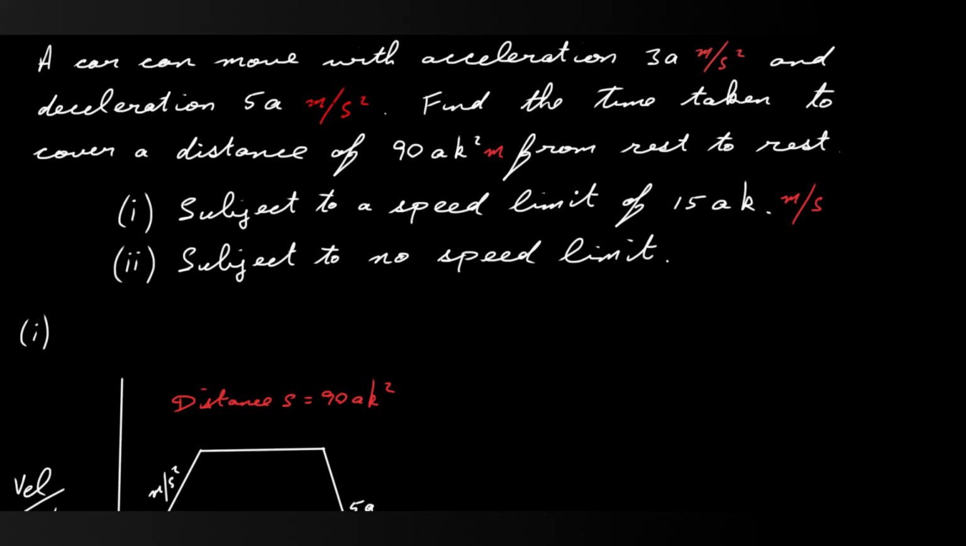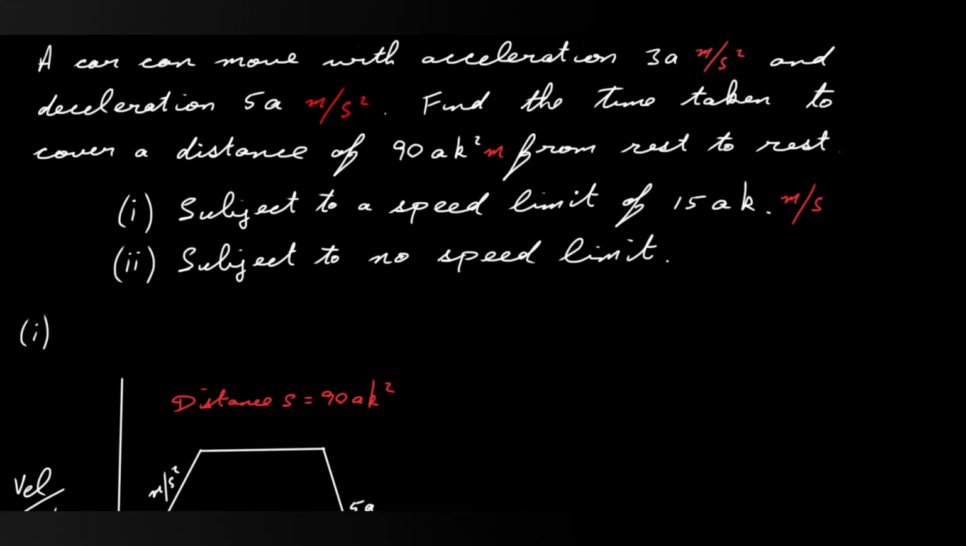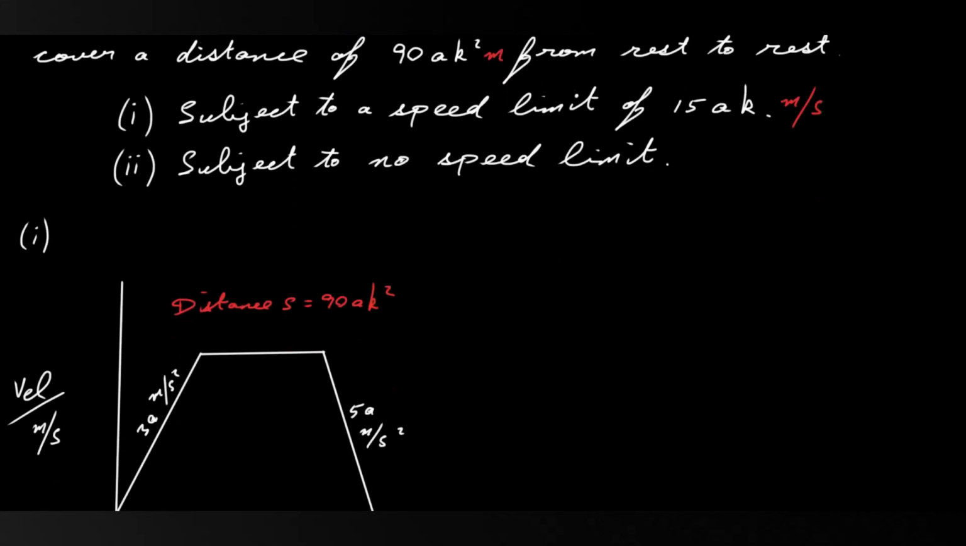Okay, so this is the second question. We have a car which can move at acceleration 3a meters per second squared and deceleration 5a meters per second squared. Find the time taken to cover a distance of 90 ak squared meters from rest to rest. First of all, subject to a speed limit of 15 ak meters per second.